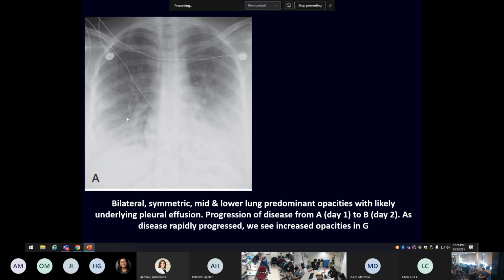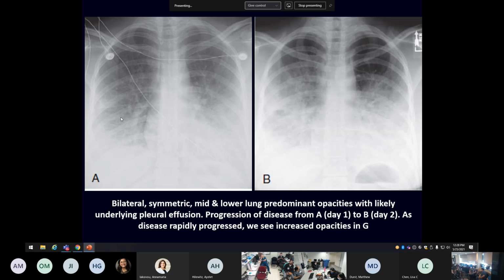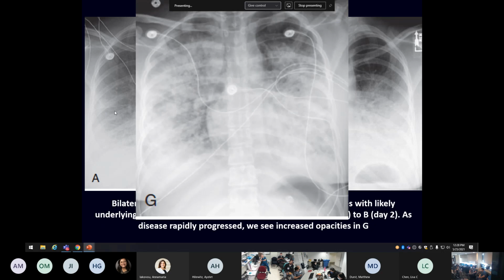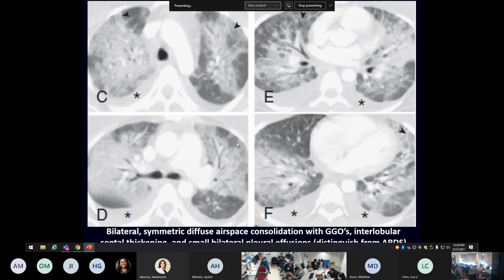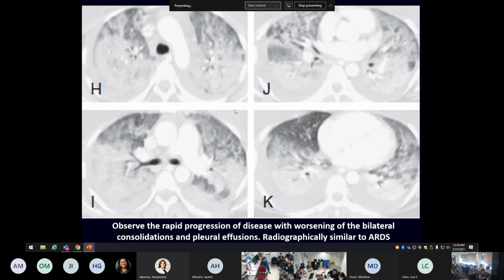So you can see here, the diffuse bilateral opacities with rapid progression. You can see how they go rapidly to these diffuse, overwhelming opacities bilaterally. On a CAT scan, you can see how it looks like ARDS with the associated pleural effusions. You can get the interlobular septal thickening. You can see that up here. See all the interlobular septal thickening, ground glass, more consolidated opacities, bilateral symmetric, and it can progress very rapidly. Okay, it looks just like ARDS.